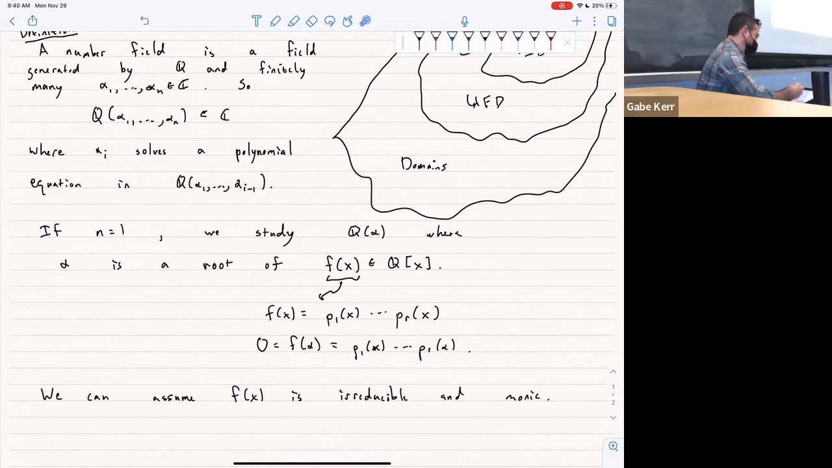In other words, if I say, okay, I've got some element alpha in my complex plane, and there is some polynomial for which it's a root, then I can choose that polynomial to be irreducible in Q[x]. Make sense? And of course, when I say irreducible, I mean irreducible in this ring.